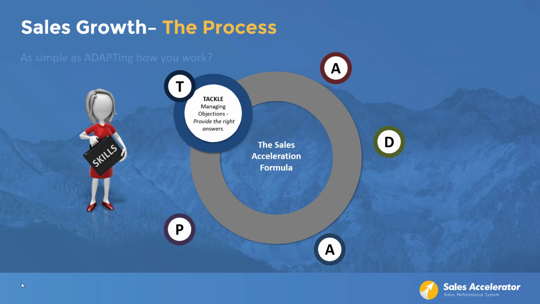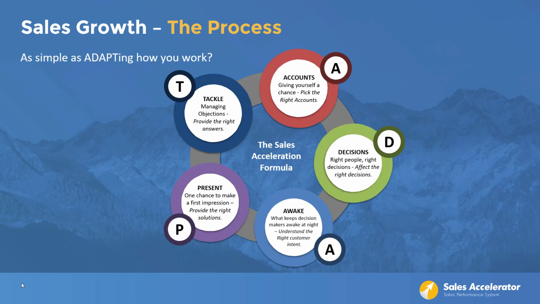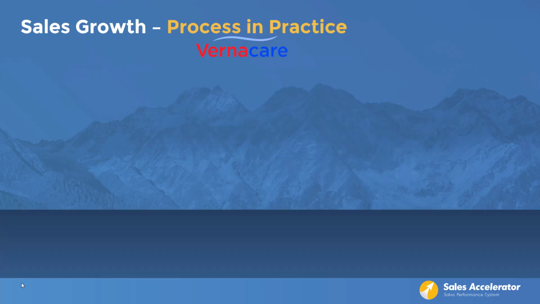Now that you can see how it works, I think it's important to then start looking at how we implement this in a real life situation to ensure that we accelerate the sales. So this is a real life case study. It's with a healthcare company called Vernacare, and I'm going to talk you through how the sales acceleration formula allowed me to deliver double-digit sales growth within a year. Actually, in reality, it was less than a year because I started 4 months into that financial year.